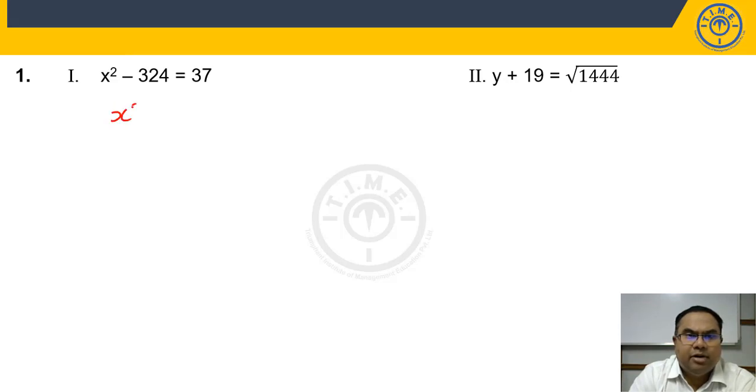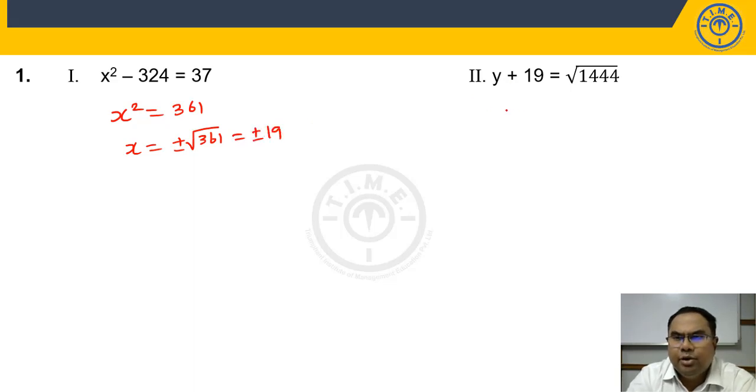x square is equal to 324 plus 37, that is 361. x is equal to plus or minus root 361, so it is plus or minus 19. For y: y plus 19 is equal to root 1,444, right? Now the last digit is 4 and its tens digit is even. So this may be a perfect square. I am not saying it's a perfect square; this may be a perfect square. Now just check whether you can find out the square or not.